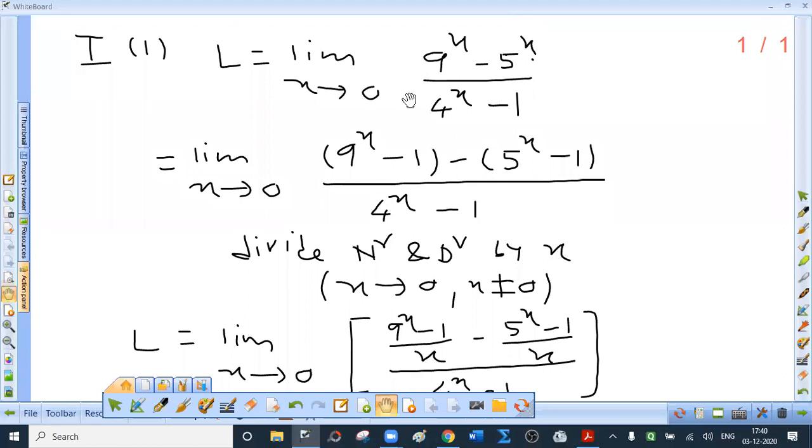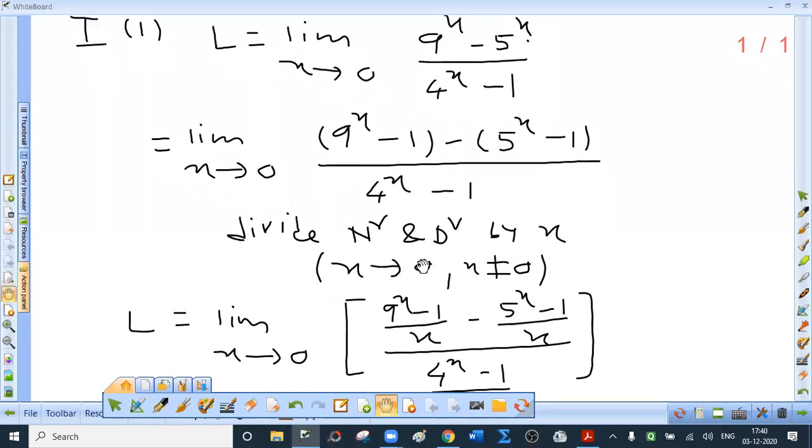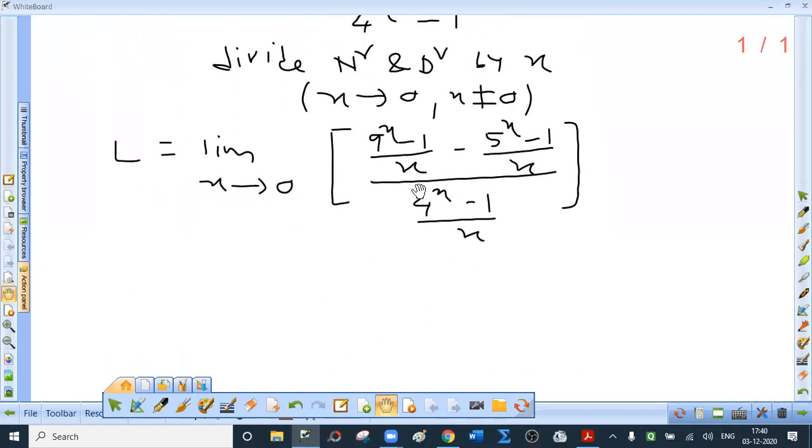The first one, limit x tends to 0, (9 raised to x minus 5 raised to x) upon (4 raised to x minus 1). See, in standard form, we need a raised to x minus 1. So rearrange the terms in the numerator: 9 raised to x minus 1, minus in bracket 5 raised to x minus 1. So we have written the same numerator in required form. Now divide numerator and denominator by x. x only tends to 0, not equal to 0, right? Now next part is simple. Limit of quotient is limit of numerator upon limit of denominator.